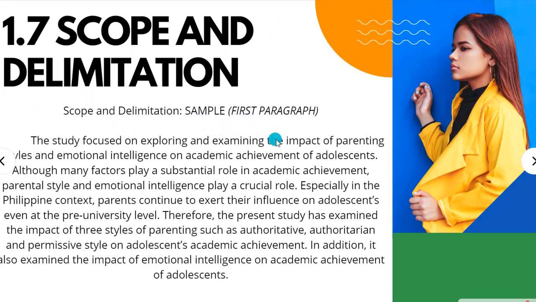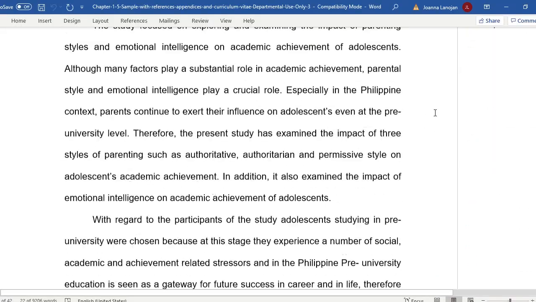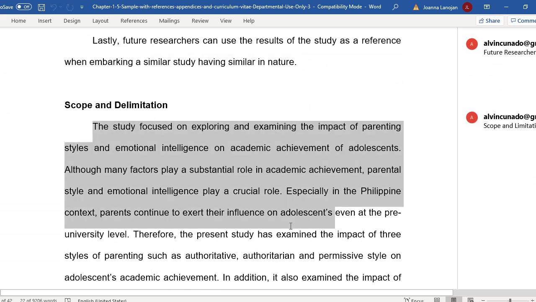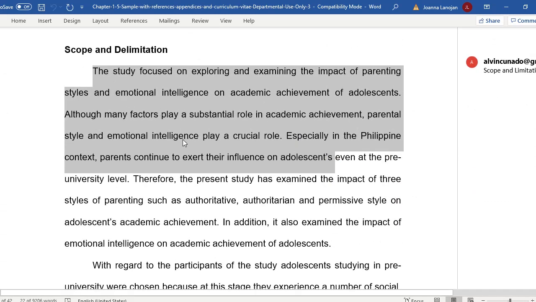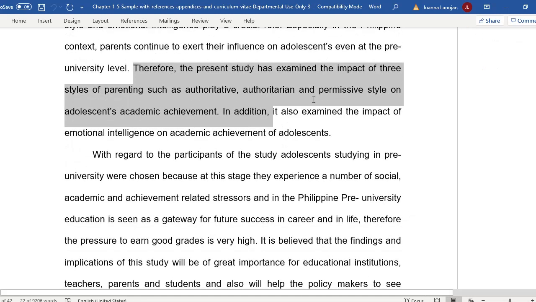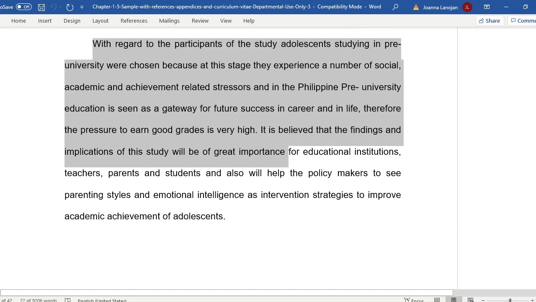So, sample na siya sa first paragraph diri. So, the study focused on exploring and examining the impact of parenting styles. So, if kanang ato ning ano, the study focused on exploring and examining the impact of parenting styles among students. Therefore, examine the impact of three parenting styles. With regard to the participants, mao ni siya, studying in pre-university were chosen at this stage because they experienced a number of social blah blah blah.